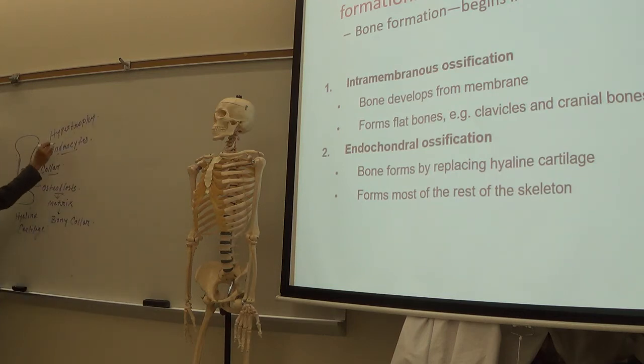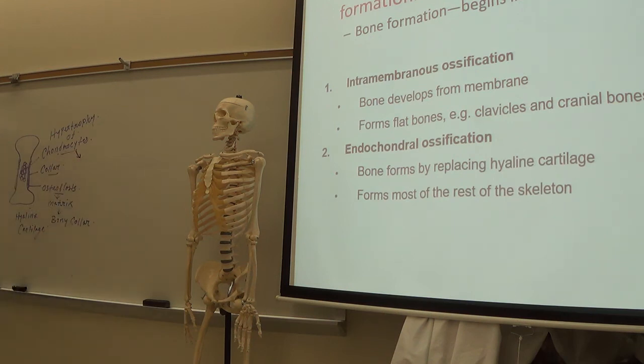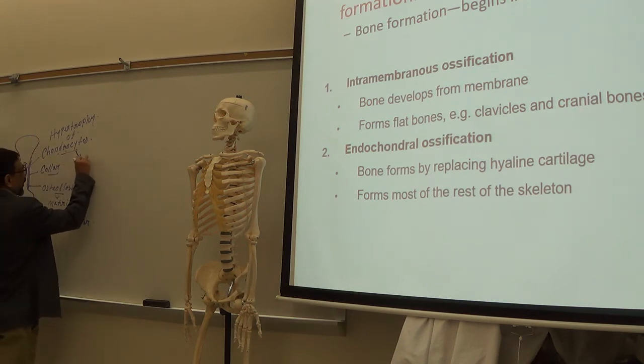Hypertrophy of chondrocytes. That means these chondrocytes will get bigger, larger, and occupy more space. Make sense? If they get bigger, they will occupy more space here. And these chondrocytes will secrete an important chemical that is called alkaline phosphate.